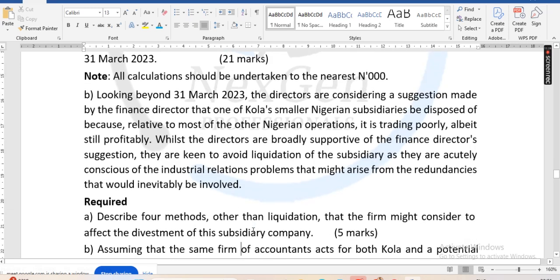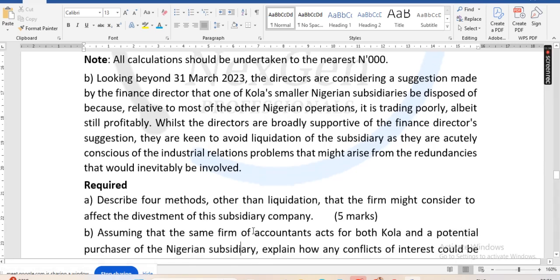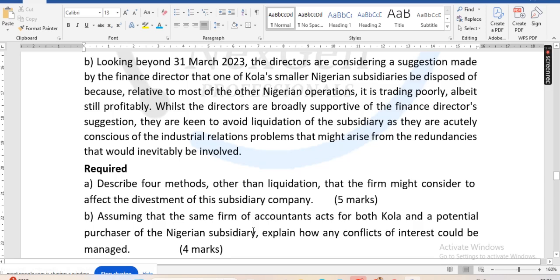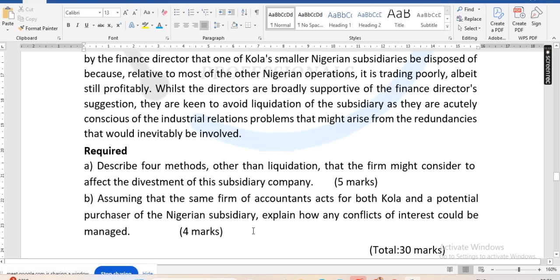Required. Describe four methods other than liquidation that the firm might consider to effect divestment. The question is, what is divestment? We'll get there. Assuming that the same firm of accountants act for both Kola and the potential purchaser of the Nigerian subsidiary, explain how any conflict of interest could be managed. 4 marks. Total marks 30 marks.